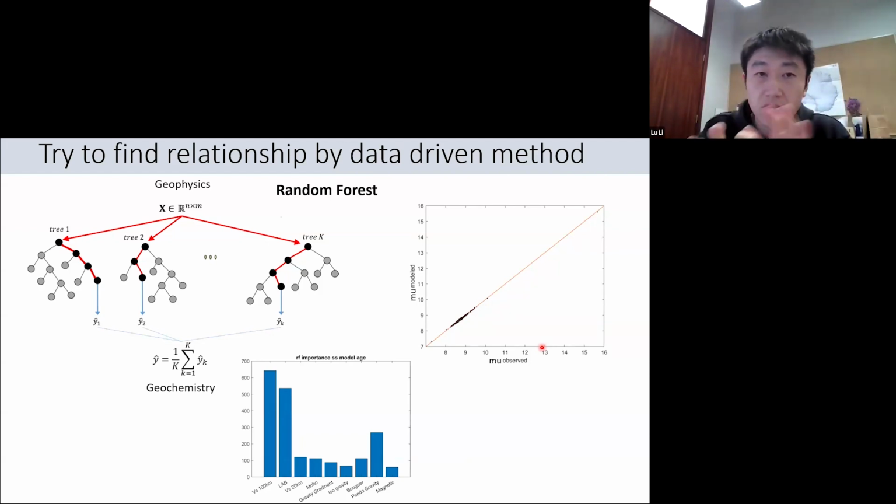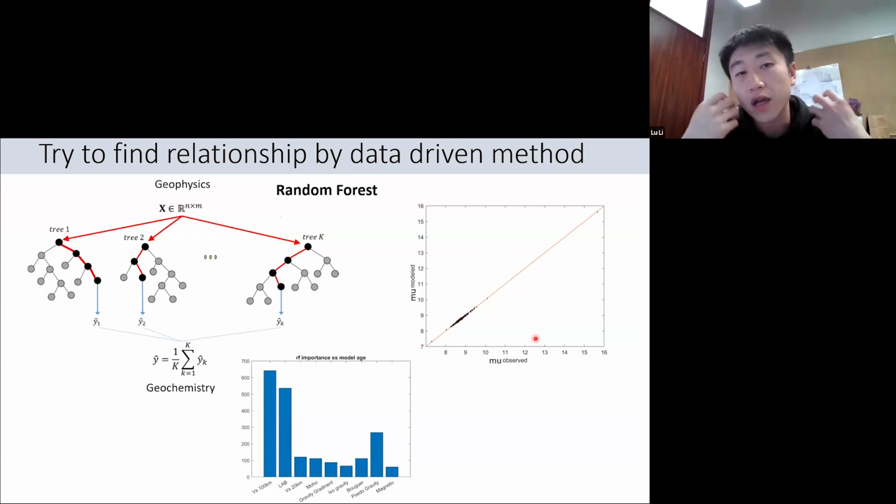So here I'm using a random forest, which is an ensemble of tree-based regression trees. In each tree, I use a subsample of the geophysical information to try to fit the pattern we see in the geochemistry. The good thing about this technique is that we can use the mean decrease impurity to give us a metric to see, if these two variables have a relationship, which variable is more important or drives this relationship. We can also look at the permutation importance, but I am not showing that here.